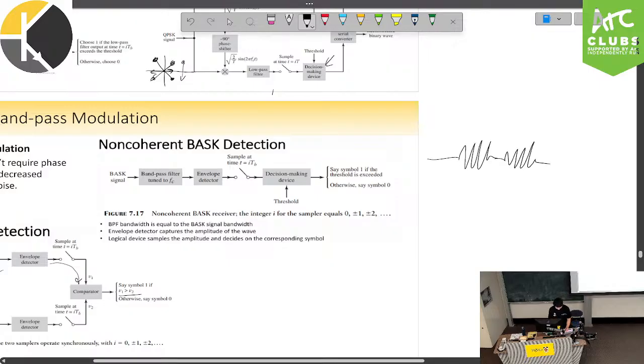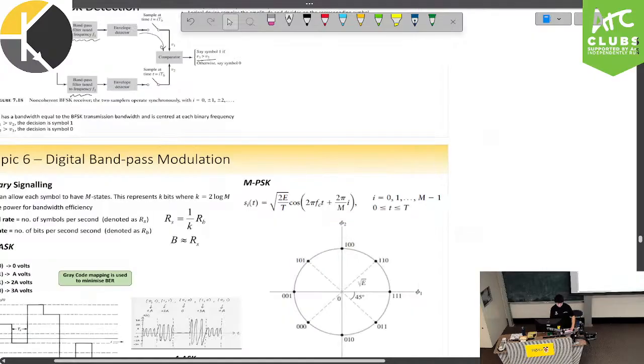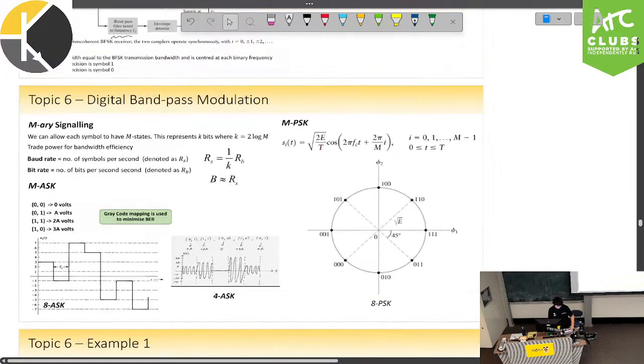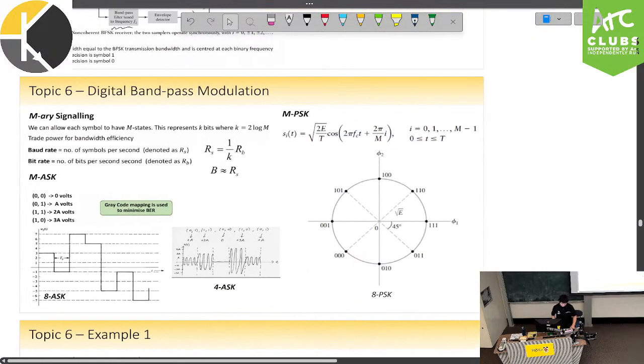If we go ahead and tune it to the carrier frequency, we should see that it either wiggles or doesn't. And so you can make a decision-making device with a threshold to say if it's 0 or 1. Let's go ahead and try and race through these so we can ask some questions.